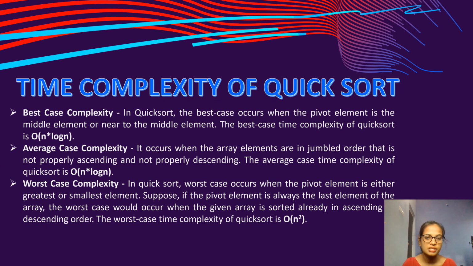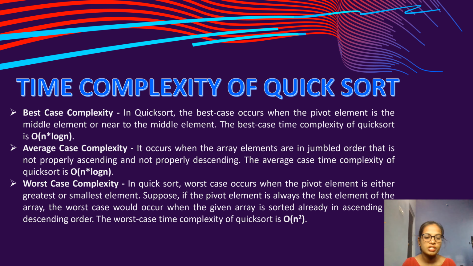Next is the time complexity of quicksort. In time complexity, we have three cases: best case, average case, and worst case. When we come to the best case complexity, in quicksort, the best case occurs when the pivot element is the middle element or near the middle element. The best case time complexity of quicksort is big O of n log n.